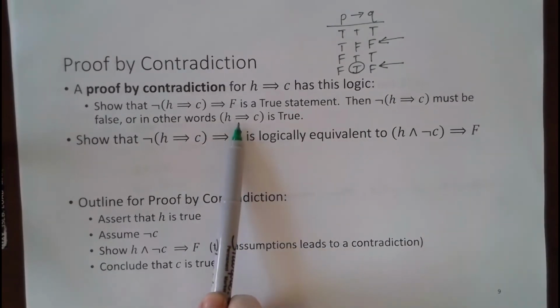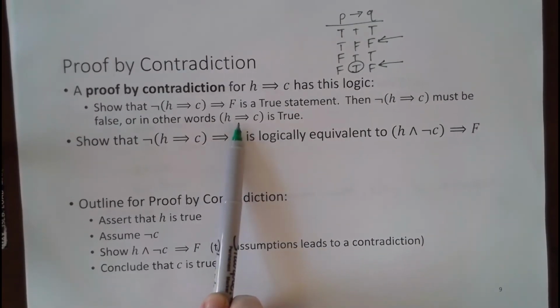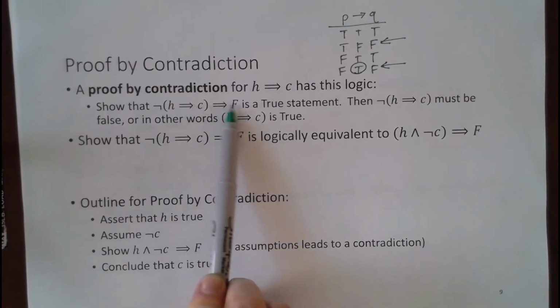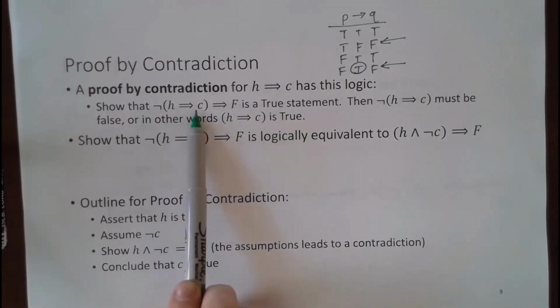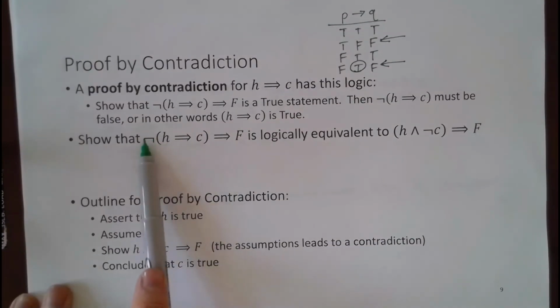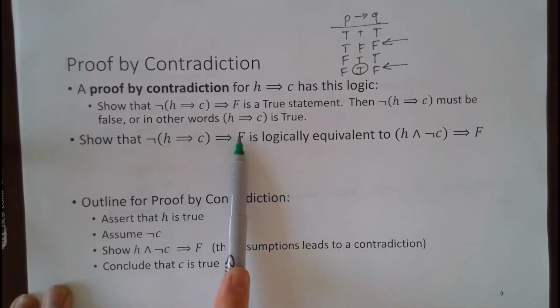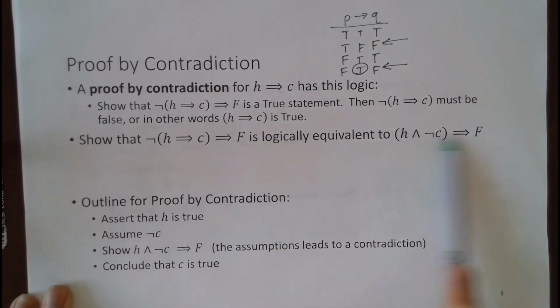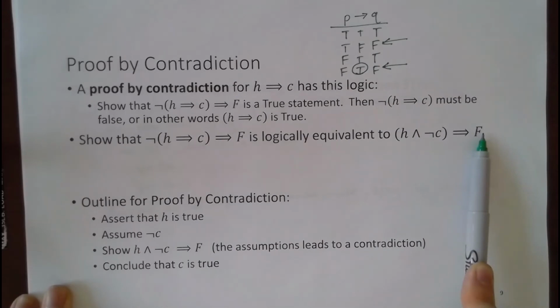My goal is to prove that H implies C, but the way that I'm doing that is by showing that this implication is true, that not H implies C implies false is true. Okay. Now one more layer of depth. Showing that this implication is true is logically equivalent to showing this implication. Okay, and this one is pretty easy to see.